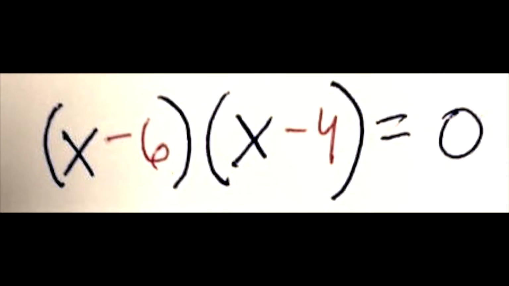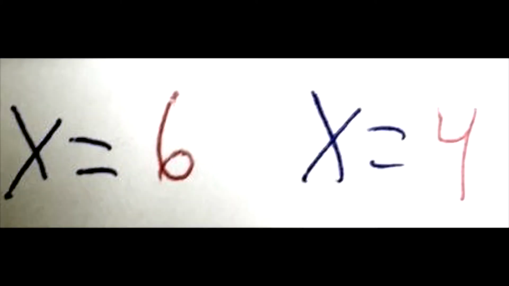Now we take the two numbers we found in the last step and add x to them, and then set them equal to 0. You would add 6 and add 4 to both sides, respectively, allowing the answer to be x equals 6 and x equals 4.